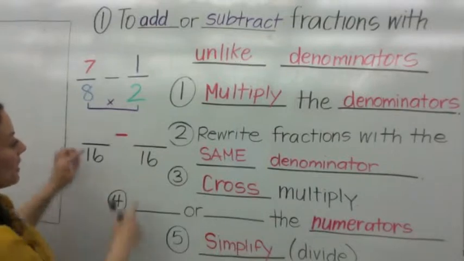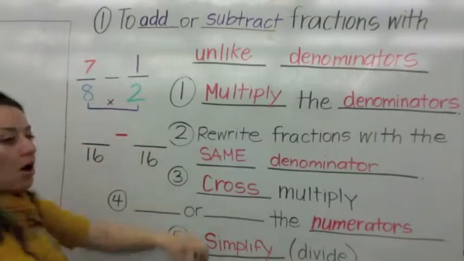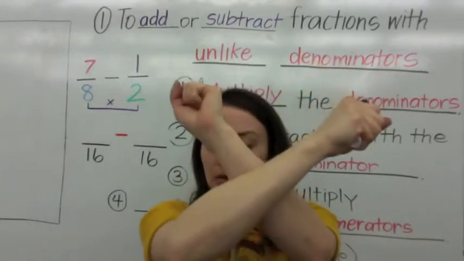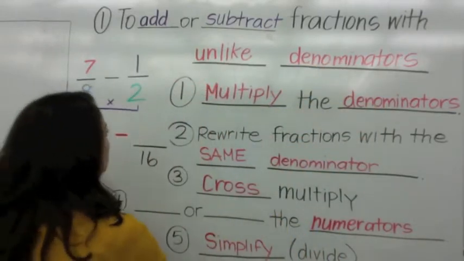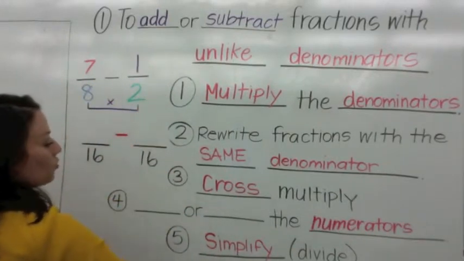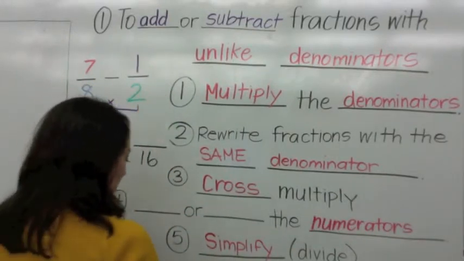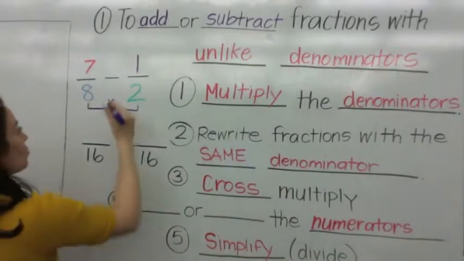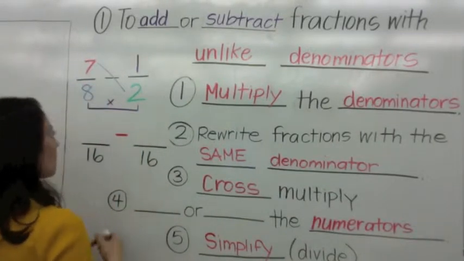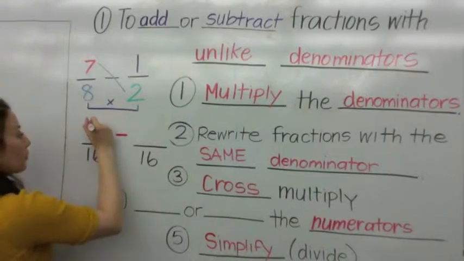The next step to get the numerators is cross multiply. What are you going to do? Cross multiply. So when we cross multiply, start with the fraction on the right. The fraction where? On the right. And we say, what is 2 times 7? 2 times 7 is 14.